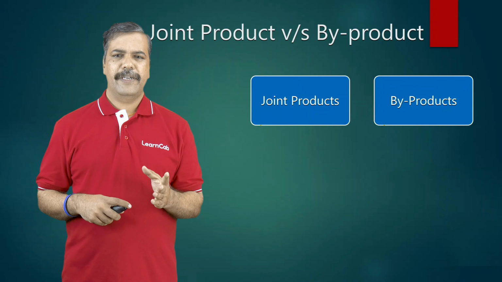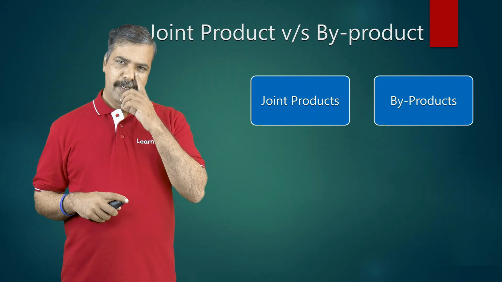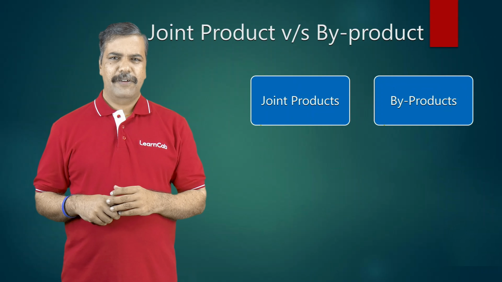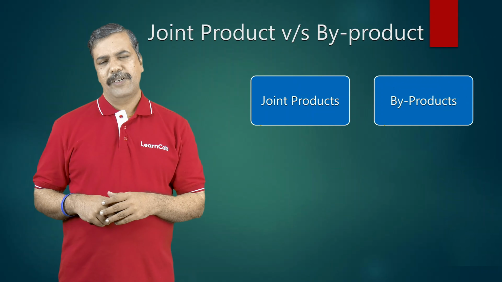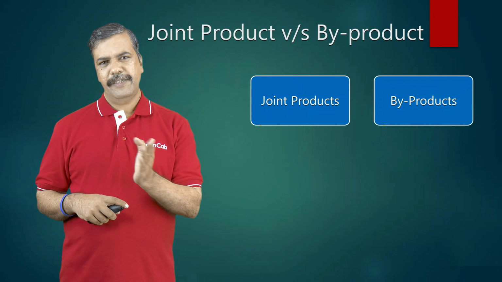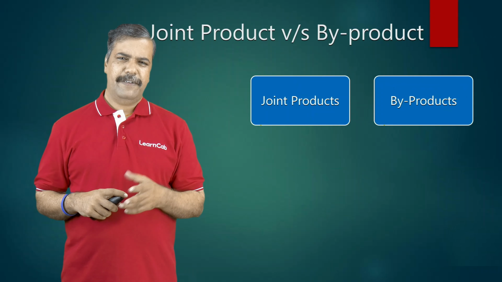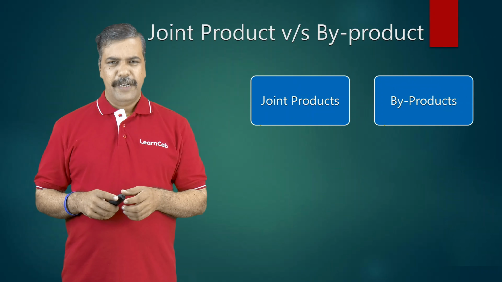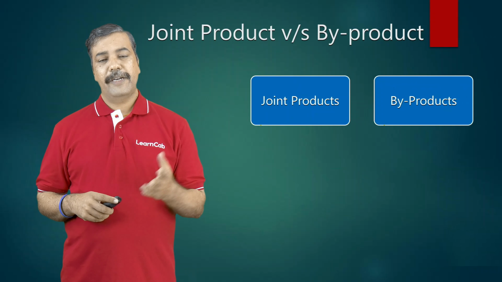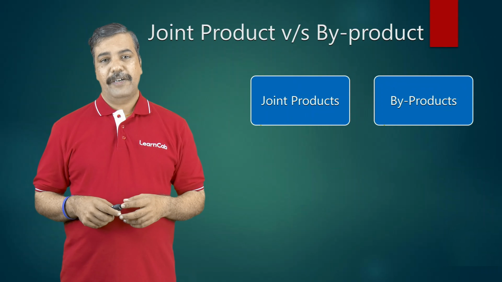Next we will talk about the difference between joint product and byproduct. What is a joint product and what is a byproduct? Till now you understood what a joint product is. Let us now understand the difference between a joint product and a byproduct. Sometimes it's confusing. Many confuse joint product, byproduct and main product as the same thing. No, it's not like that.